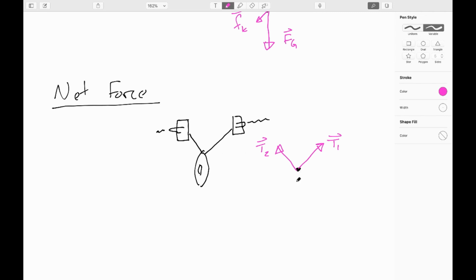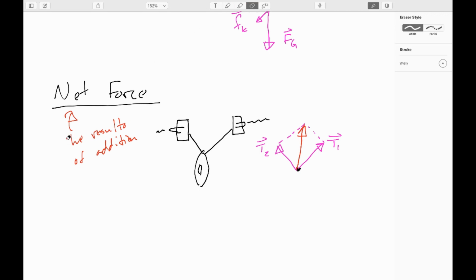So the idea of net force is that if I were to add these two vectors together, here I'm going to go ahead and use the parallelogram rule. The vector sum of these two is the net force. So net just means the result of addition. So after you've added up all the forces, in this case doing vector sums, this is what you get.